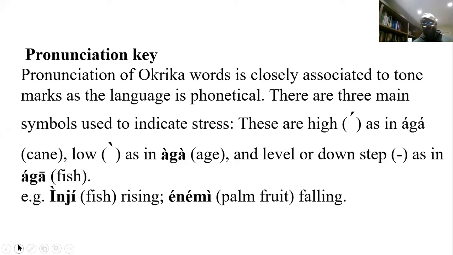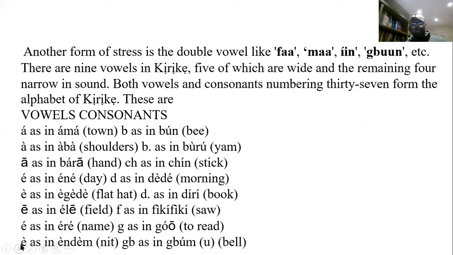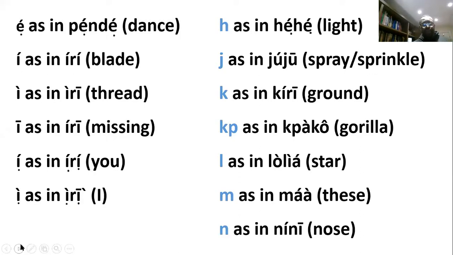We've already gone through this example with Agba and Agba. Just to remind us that if it's a rising stress mark, your tone must rise, otherwise you'll have a different representation. So these are a few examples of using the diacritics properly. Let's look at this one. This is the air sound, and you can see the dot underneath makes the air sound. So dance here is called pende. It's called pende because the stress mark is rising, so your tone is rising. And just another example where it says hehe.